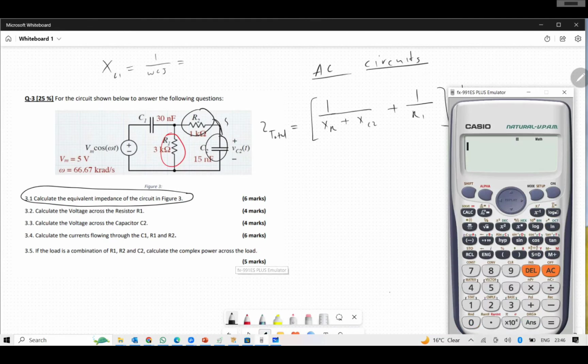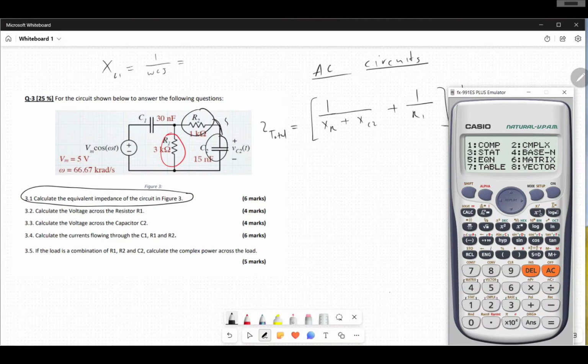Let me bring my calculator back. It's going to be 1 all over, what was my W given in the question, 6.67 kilo, and what is my capacitance, which is 30 times 10 to the negative 9 for nano. Oh, I should have put my calculator into complex mode. So I go to setup, and here you see number 2 is written complex. Now it's in complex mode.